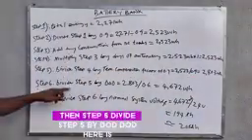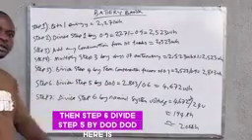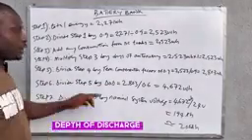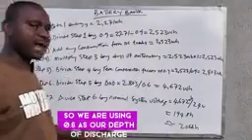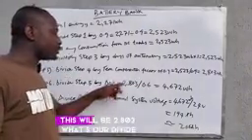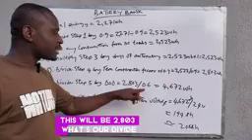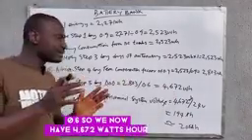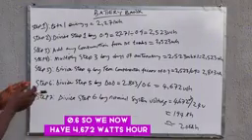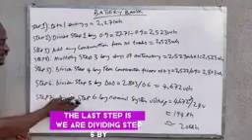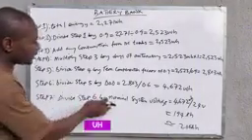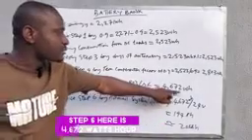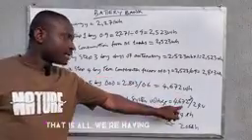Then step 6, divide step 5 by DOD. DOD here is depth of discharge. So we are using 0.6 as our depth of discharge. This will be 2,803 watt hour divided by 0.6. So we now have 4,672 watt hour. The last step is we are dividing step 6 by the nominal system voltage. Step 6 here is 4,672 watt hour. That is what we're having.